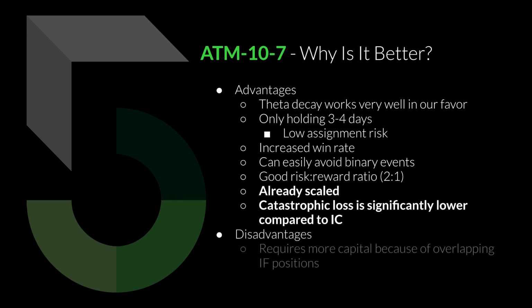So what are the disadvantages? Well, it's going to be the same as the other strategies. It's going to require a lot more capital because you have overlapping iron fly positions, as well as require more capital because it's already scaled. You just need more. All right, so let's take a look now on Robinhood on how to set one of these iron flies up.